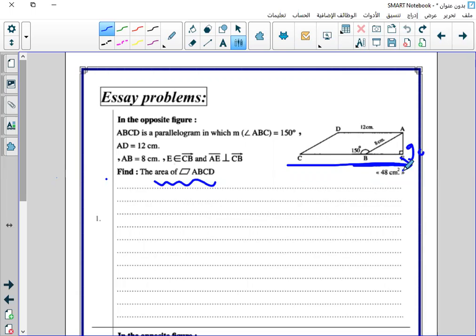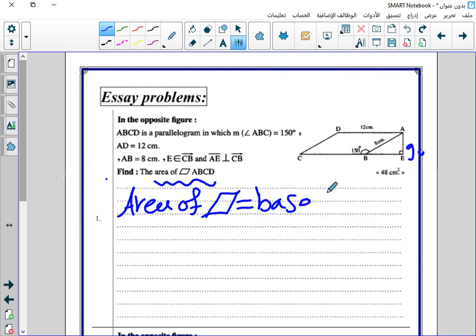The area of a parallelogram equals base times height, the length of the base times the corresponding height. Now we have the length of AD and the length of AB only.